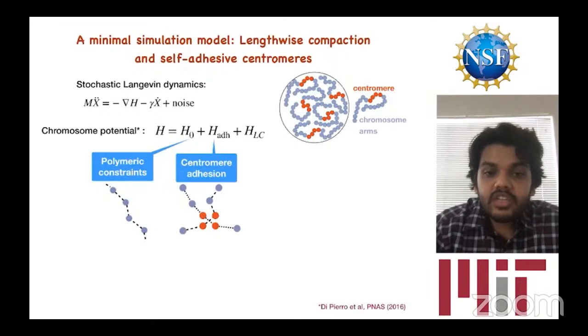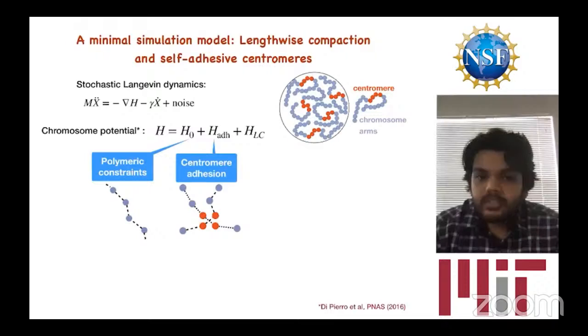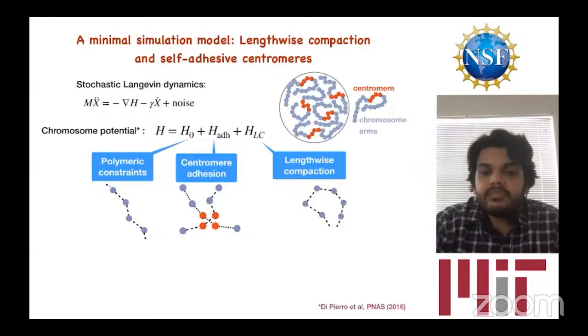And then the next term is the adhesion term, where centromeres like to stick to each other. When they come in close proximity, they will tend to stick to each other. And the third term, which is very important, is the lengthwise compaction term. And the way we implement lengthwise compaction, I will go into a little bit more detail later on.